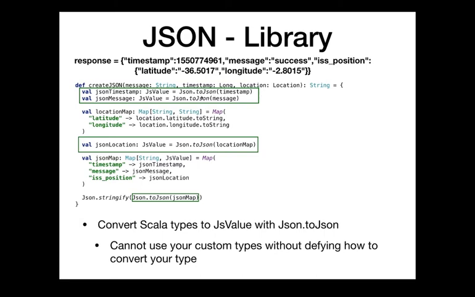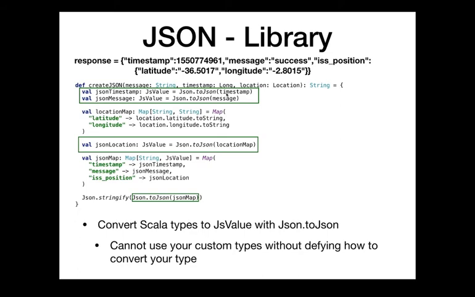So you can't say JSON.toJSON, some custom type. I couldn't do just location directly. I can't say JSON.toJSON of location, because the library doesn't know about my location class. This is the class I wrote to store the lat long. So we can't do that, but we can use this with any of the known Scala types that are coded in the library.